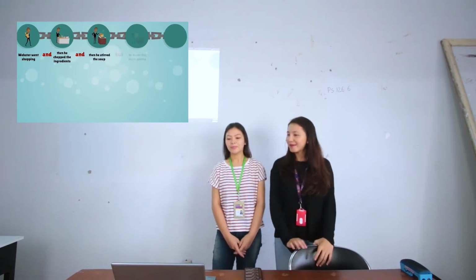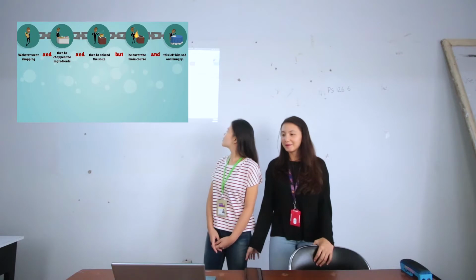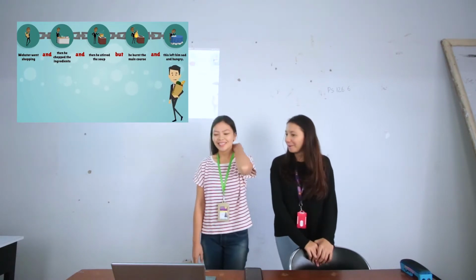Lastly, don't forget that compound sentences are made up of two or more independent clauses connected by and, but, or. This means that you can link as many independent clauses or complete thoughts together as you like to make a compound sentence, so long as each of your clauses is a single complete thought and each is linked using one of our coordinating conjunctions. So you could put together a sentence something like this. Webster went shopping, and then he chopped the ingredients, and then he stirred the soup. But he burnt the main course, and this left him sad and hungry. The key is to make sure that you fully understand what a complete thought is, and that you remember to link each one together with an appropriate conjunction.